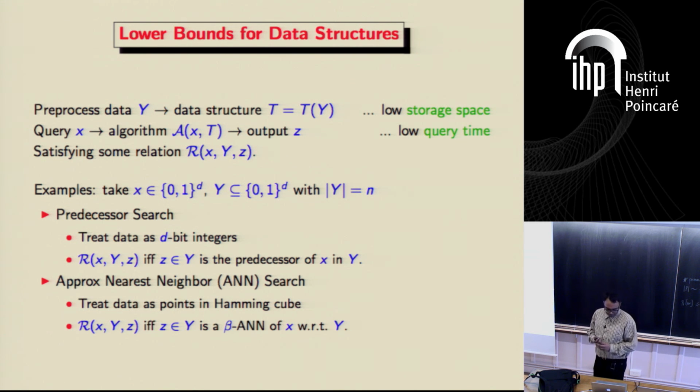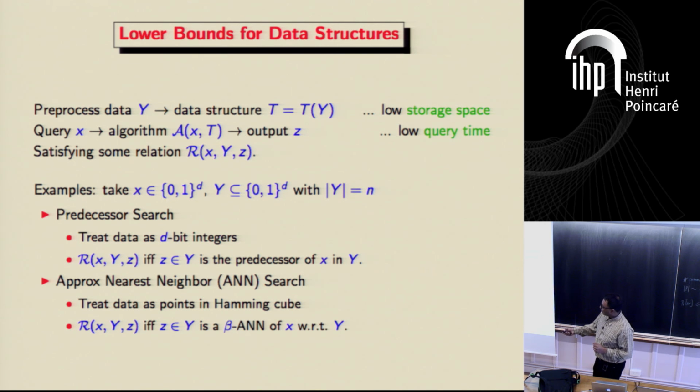Another very important problem is approximate nearest neighbor search. I think Alex is actually going to talk about nearest neighbor search later on during this week. Maybe not about lower bounds, but anyway. So in nearest neighbor search, the data should be thought of as points, say in the d-dimensional Hamming cube. That's just one example of a metric space. It could be a different metric space.